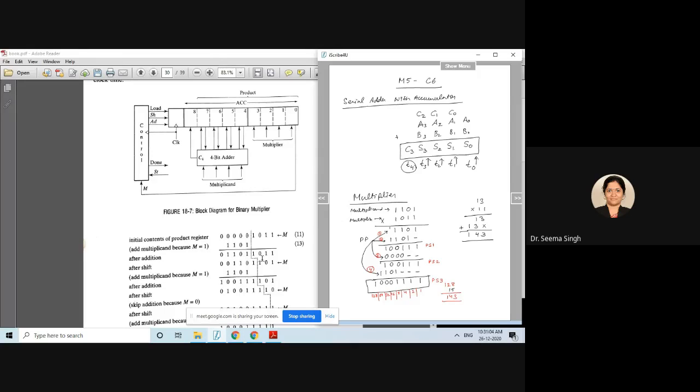Your bits remain the same and this shifts to the right. So it is bringing the same effect. The shift is happening because your product register itself is shifting by 1, right? This one shift is happening here. I hope you people are understanding.